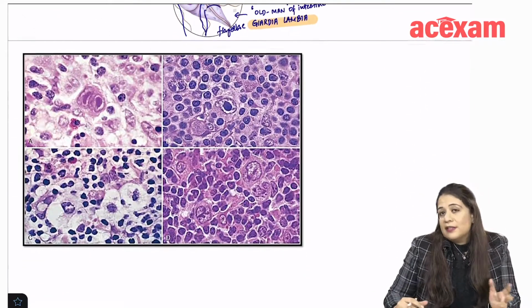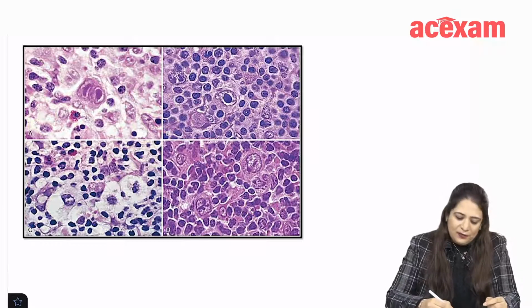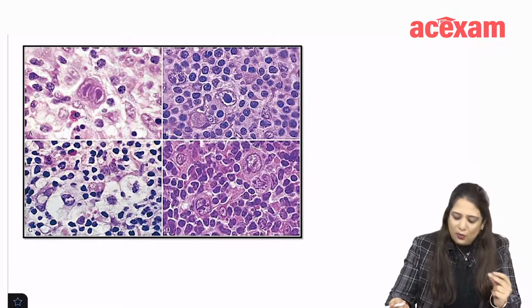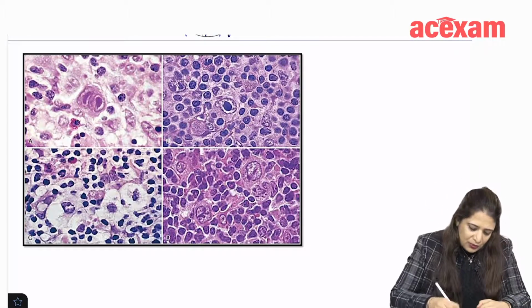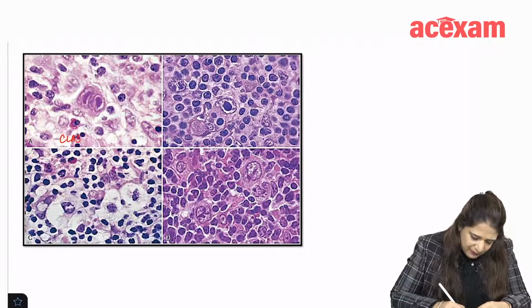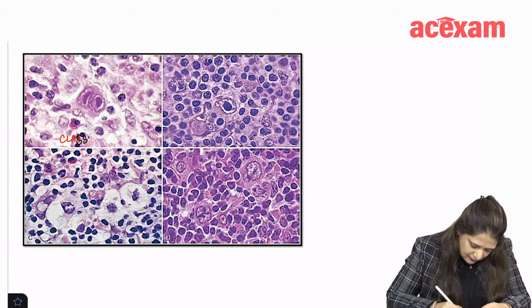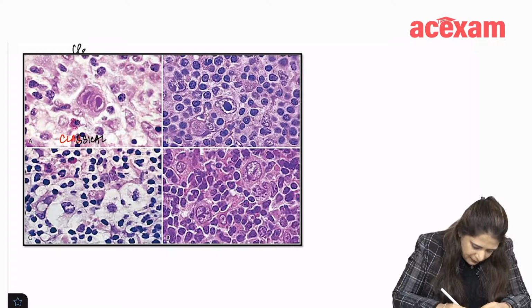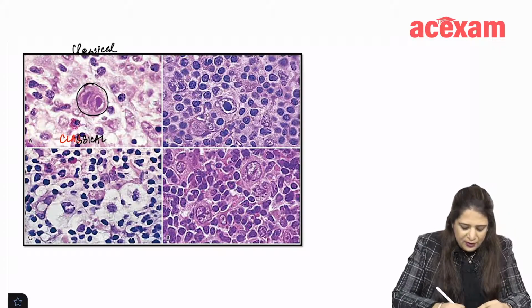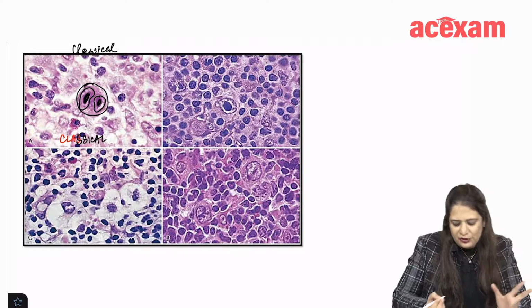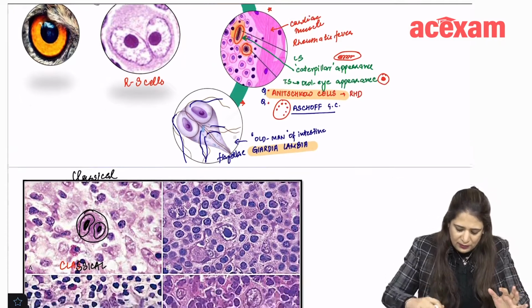Now that we are discussing the topic of owl eye appearance as well as the Reed-Sternberg cells, just a quick revision of the types of Reed-Sternberg cells you encounter. The classical Reed-Sternberg cells are the ones which I described to you. Classical Reed-Sternberg cells, which are binucleate. Two nuclei are mirror images of each other, with two eosinophilic prominent nucleoli.